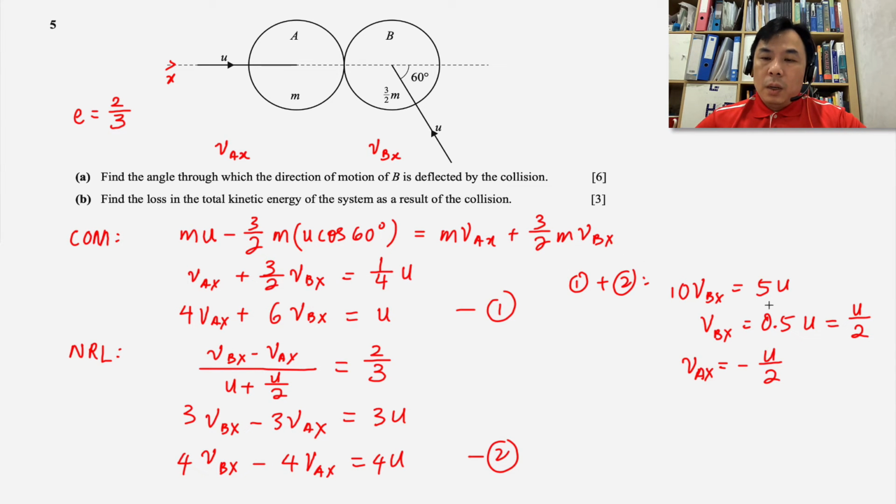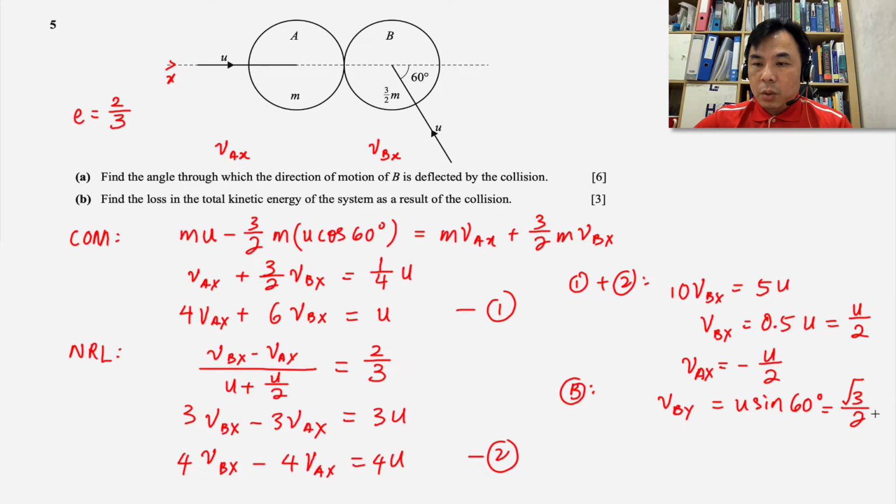And then lastly, don't forget, we also need to consider the component of the velocity that is perpendicular to the line of action. Now that component does not change, particularly for sphere B. Let me rewrite that properly. The vertical component of sphere B after the collision does not change. It will still be the same as u sine 60, which is going upward. Now that will give us root 3 over 2 u.